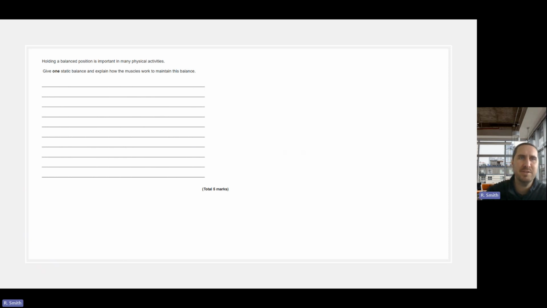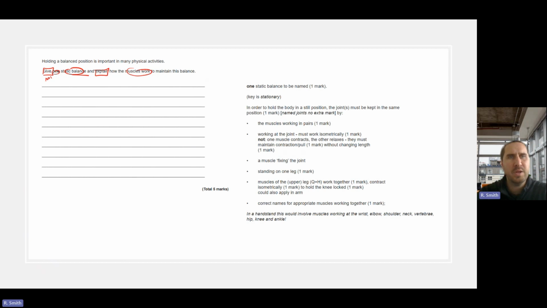Give one static balance and explain how muscles work to maintain this balance. So give, AO1, one static balance, an isometric balance, and explain how the muscles work to maintain this balance. We've got 5 marks here. There'll be 1 mark for the balance and 4 marks for the explanation of how it maintains it. For AO, really both of them are AO2, if I'm honest.